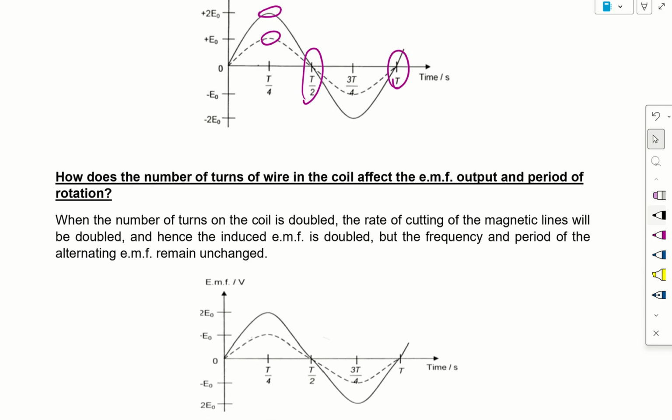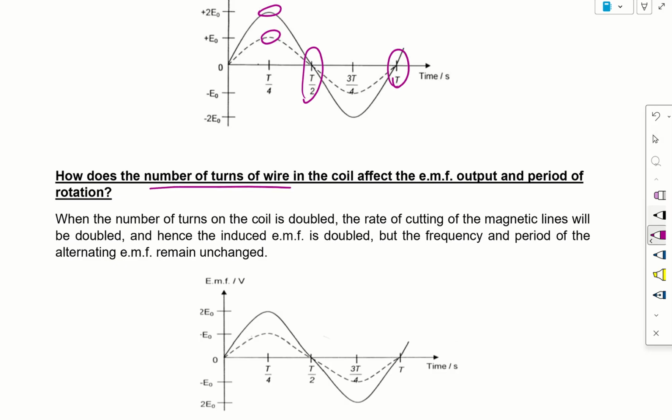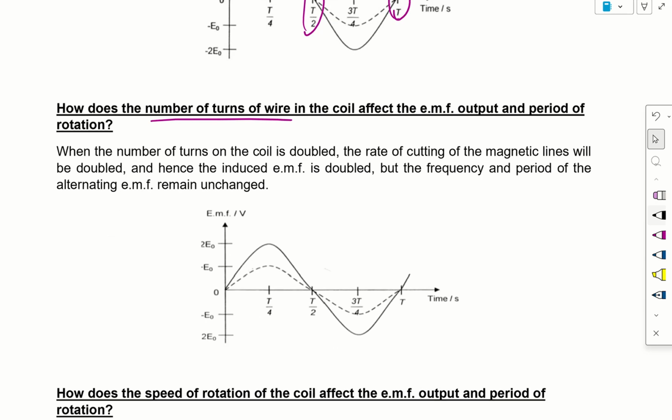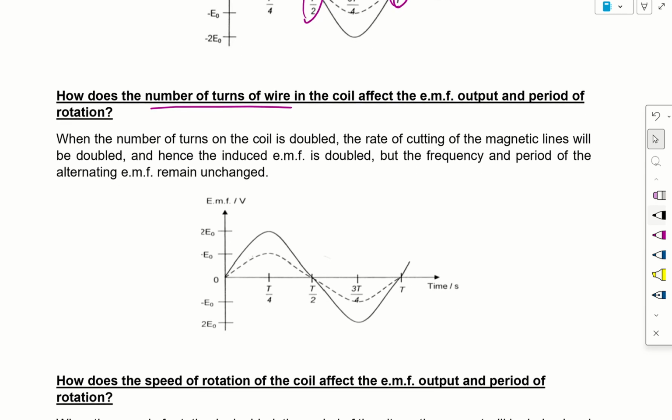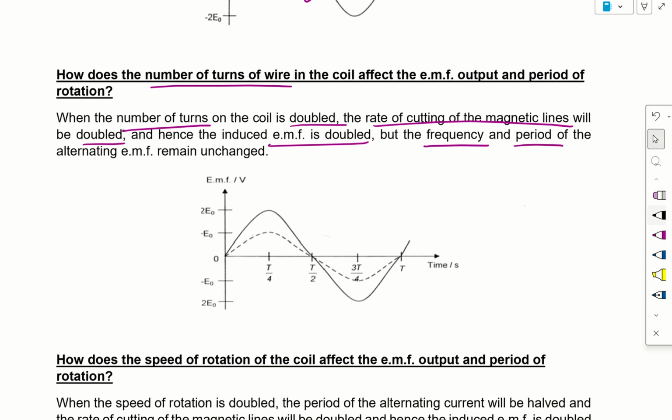Okay, how about we increase or change the number of turns of wires? How will it affect the EMF output and the period of rotation? Now, when the number of turns, let's say, is doubled, then the rate of cutting of the magnetic field lines will also be doubled, and therefore the induced EMF is doubled. But because we continue with the same speed of turning, the frequency and period will remain unchanged.